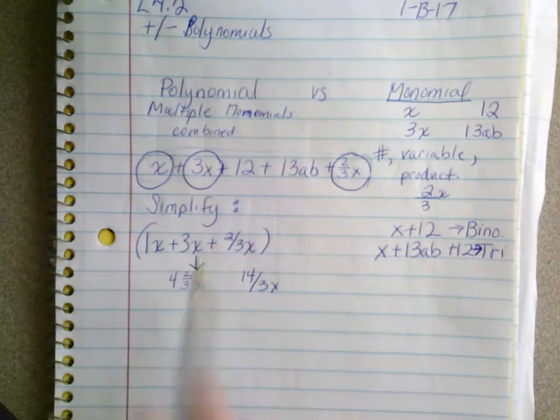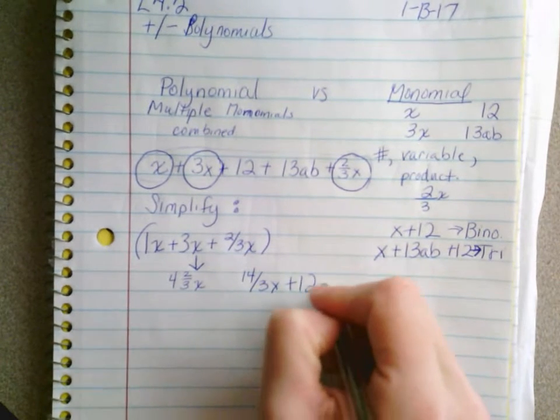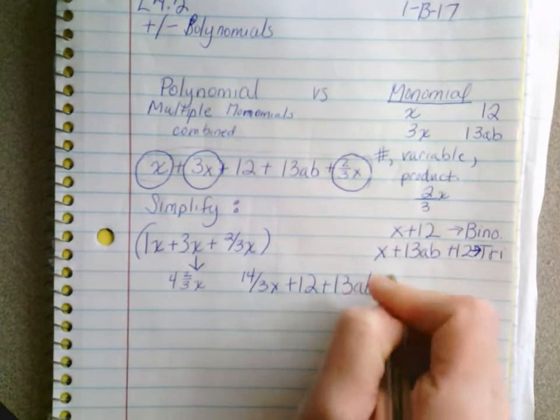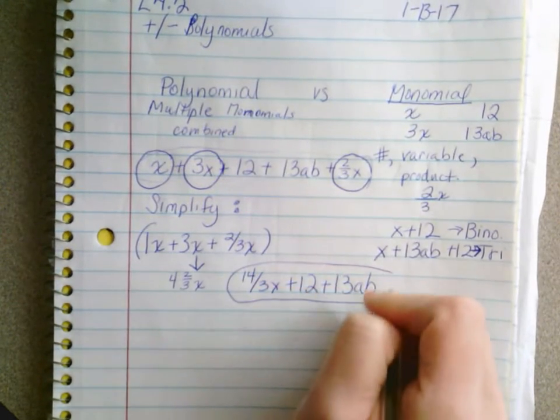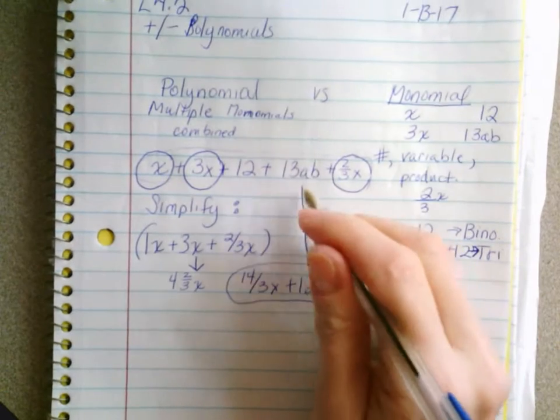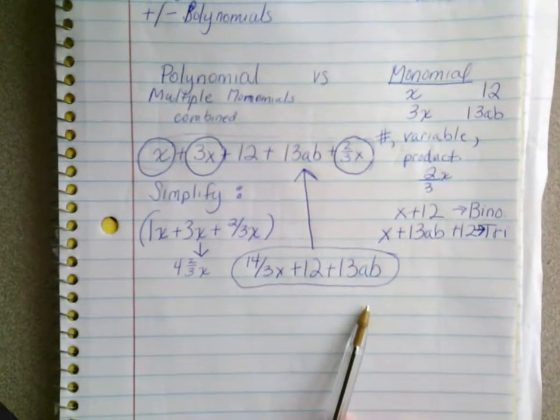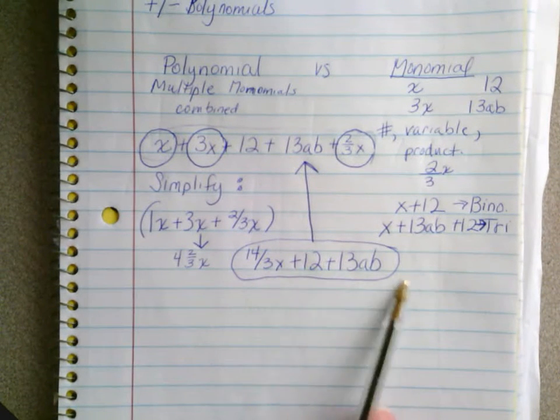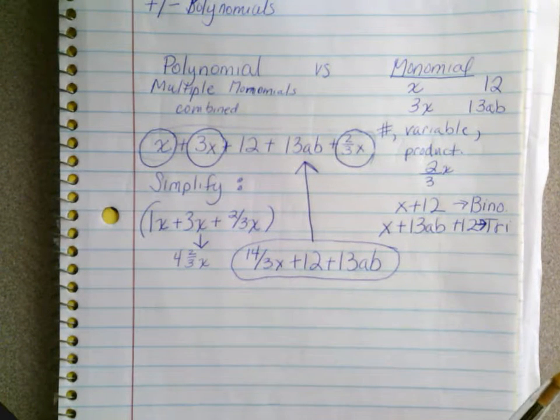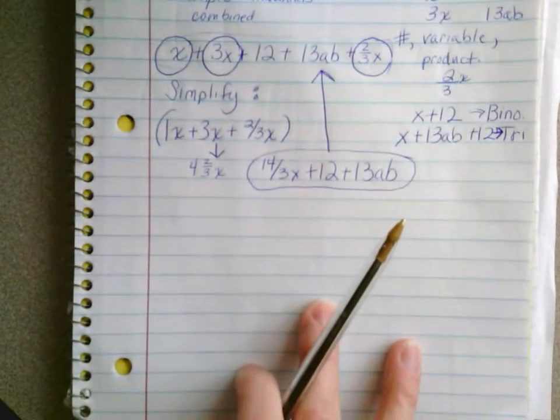So we would combine our x's and then bring the rest of the data down. This is the simplified form of this. A polynomial is simplified when you can't combine any more terms. So that takes us to example 1.